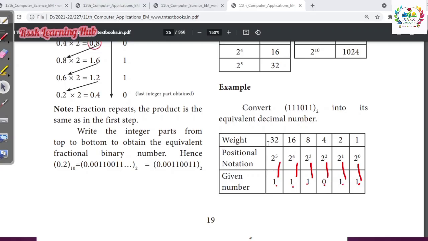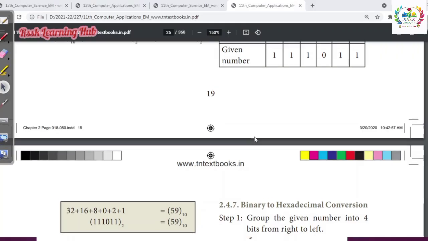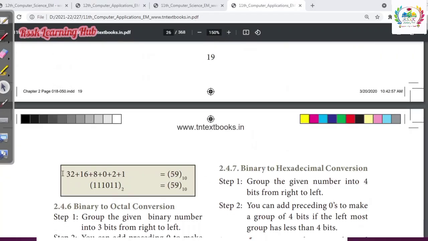Then what do we have to do? You have to add up all these values, and that gives the result. So I am going to add all the values. First value is 32 plus 16 plus 8 plus 4 plus 2 plus 1. Okay, so the total is 59. So 59 to the base 10. So this is the output for the binary to decimal conversion. Clear?